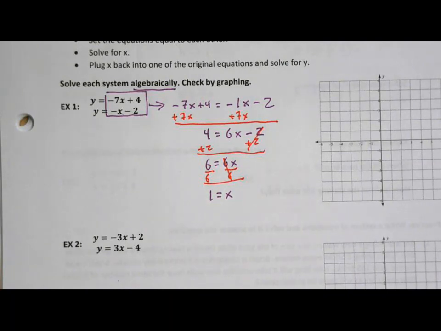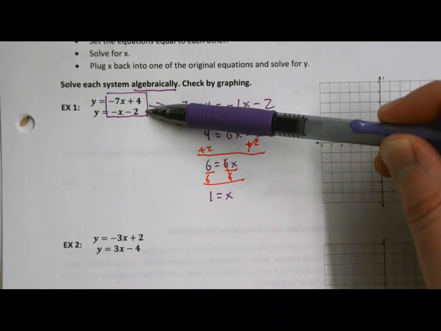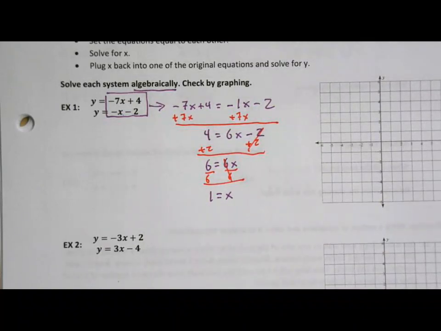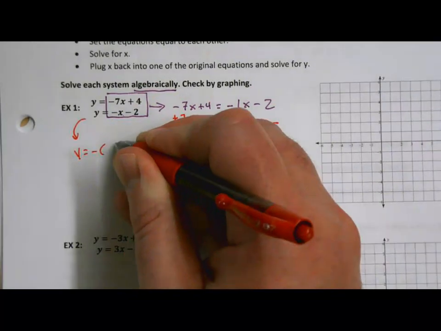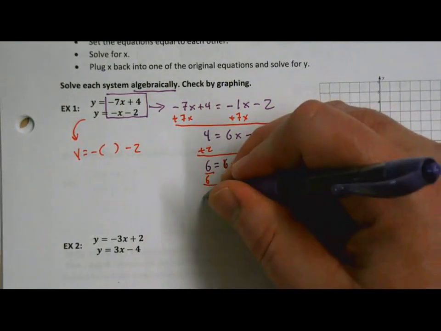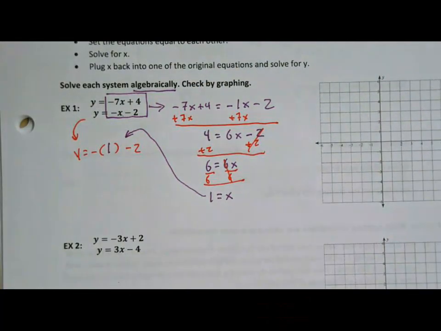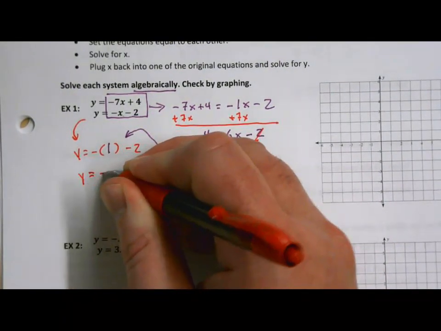When you're looking at these two equations, which one looks simpler to you, the top one or the bottom one? The bottom one has smaller numbers, right? Yeah, I kind of agree. So pick whichever one. It really doesn't matter. I'm going to go with the bottom one this time. Rewrite it, but leave your x out. And what are we sticking in place of that x? We're going to put our x value that we just solved for. We got 1. And then we'll solve that. Negative 1 minus 2 is negative 3.